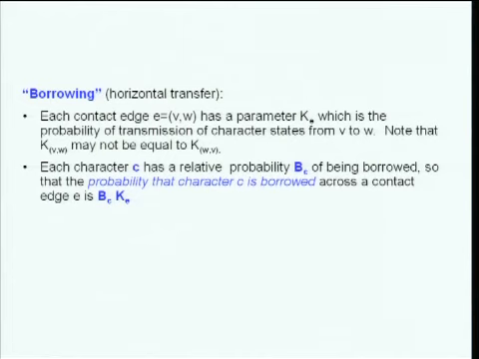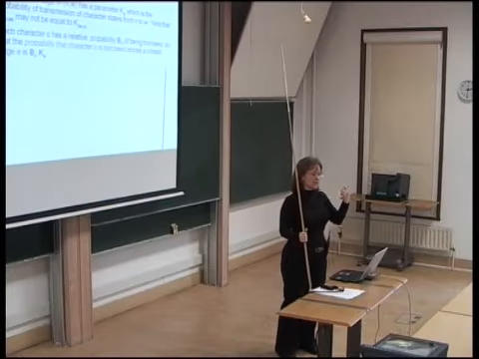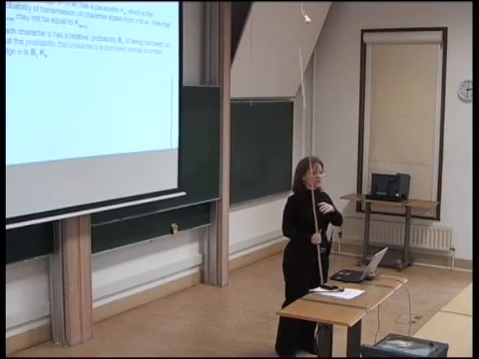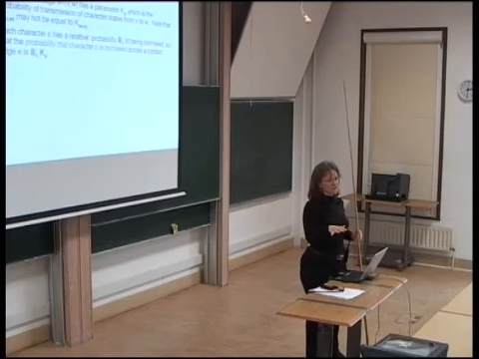But then each character has a relative probability of being borrowed. So you have these products: the relative probability of being borrowed for the character C, and the probability of transmitting anything on that edge E. And the edges have different probabilities in the two directions, representing the different sociological forces going on. Okay, so you have this underlying network, and the network contains a tree and these contact edges.